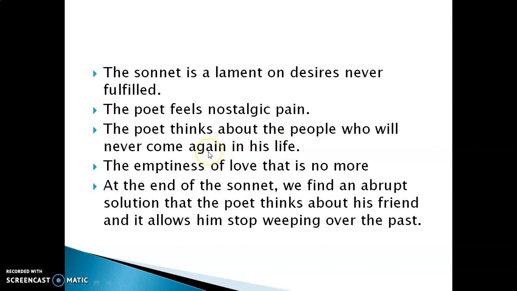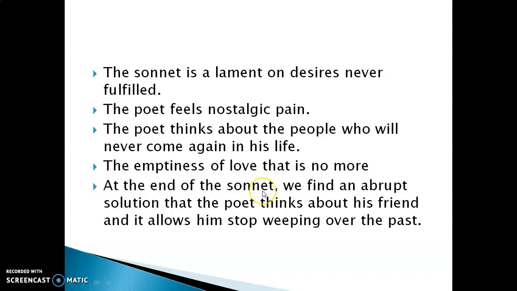So he also feels sad. He also feels pain when such an idea grabs his mind, his heart. And through the sonnet, the poet tries to show the emptiness of love, the lack of love that is no more in his life. So the poet also talks about the emptiness of love, the lack of love in his life.